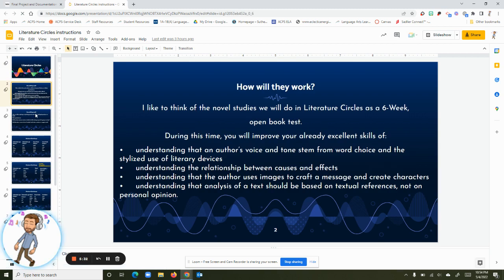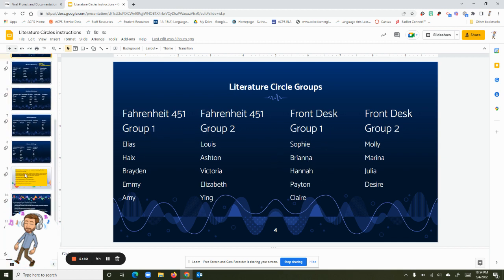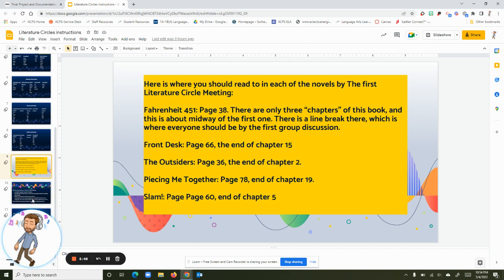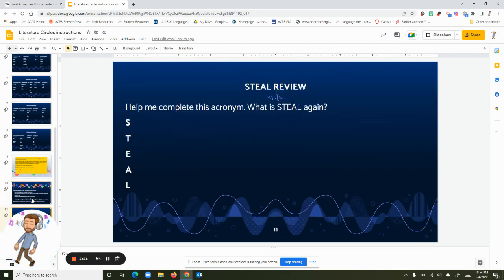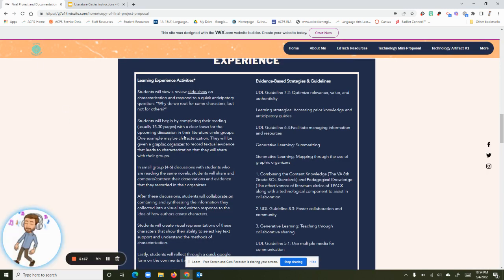So this explains how the literature circles work to the kids. At this point, I had already grouped them into groups, so I have them broken up into these groups here. There's a little bit of an explanation about where they need to be at what point for their next literature circle meeting. And then, like I said, a review of what we talk about with characterization and how authors create it.